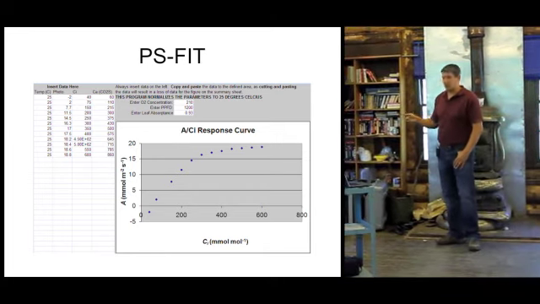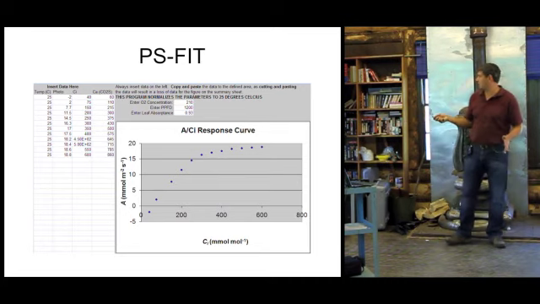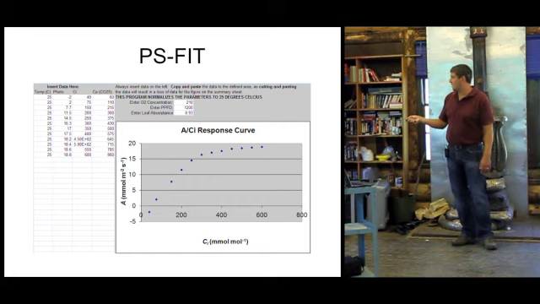What you want to do is there are going to be 3 sheets in this PS Fit program. The first sheet here is what you come up with. This is where you input data. So temperature, all points that I made for this might have been a fake ACI curve, were done at 25 degrees centigrade. The next column is your photosynthetic rate. The third column is your CI.